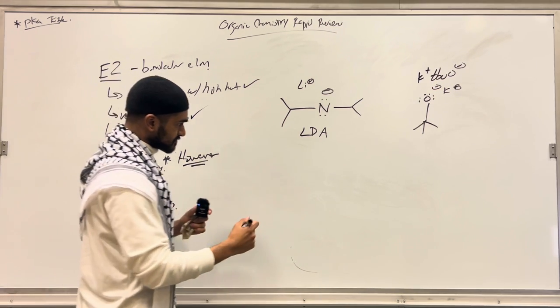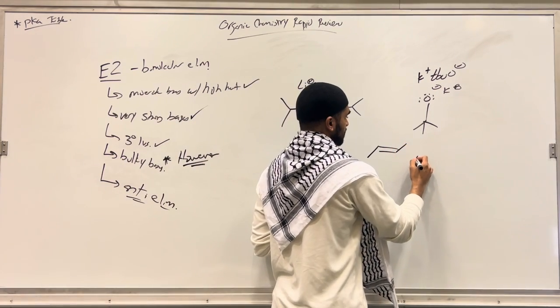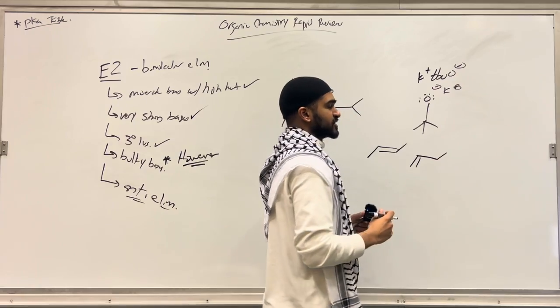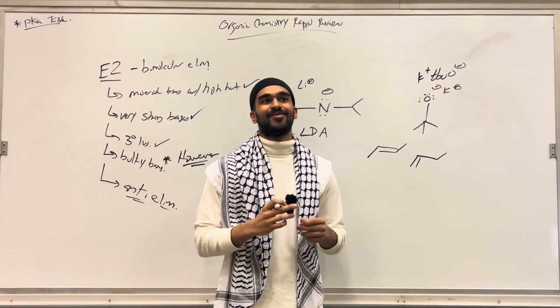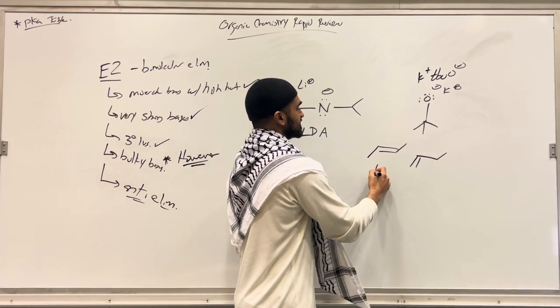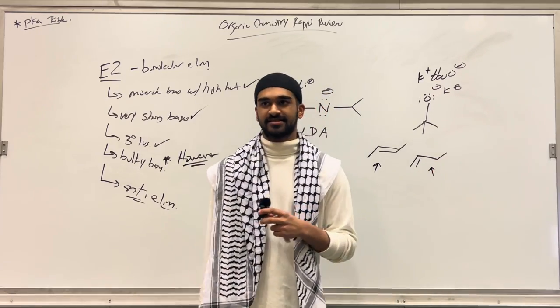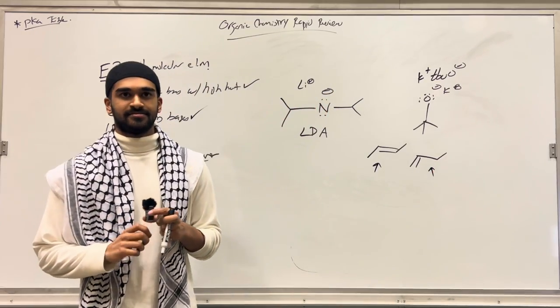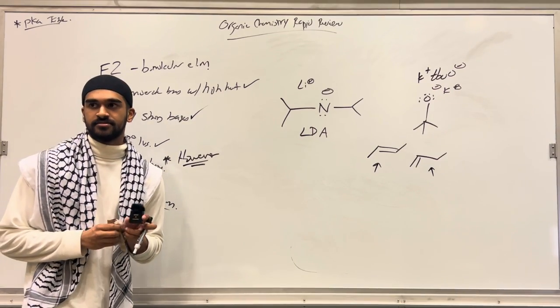Also, this product of an elimination versus this product of an elimination, what are the proper names? Not cis-trans. What are the proper names? This is the Zaitsev product, and this is the Hofmann product. A Zaitsev and a Hofmann elimination.